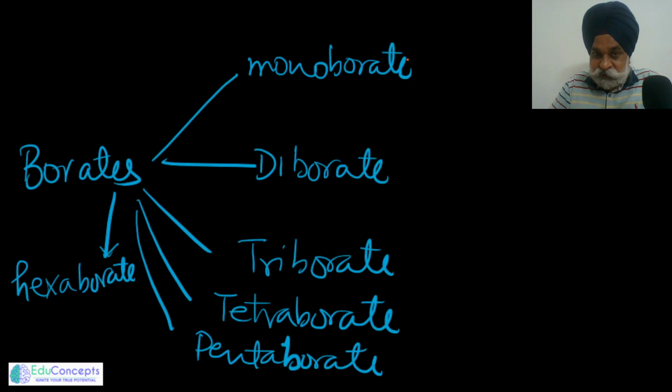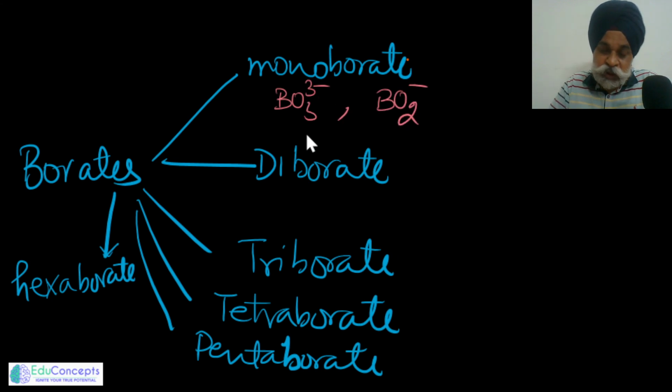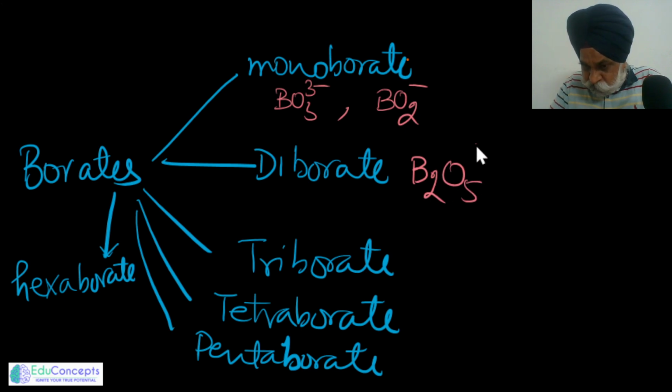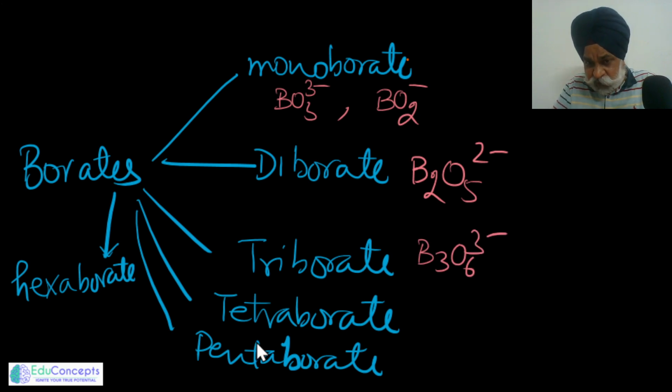Another classification of borates is like this: monoborate. If the anion is present in such a way that it contains only one boron atom, it can be orthoborate or metaborate. It can be diborate, like B2O5 4 negative or 2 negative, or triborate. Triborate can be B3O6. This is a very important one.